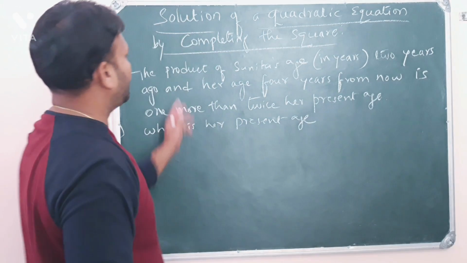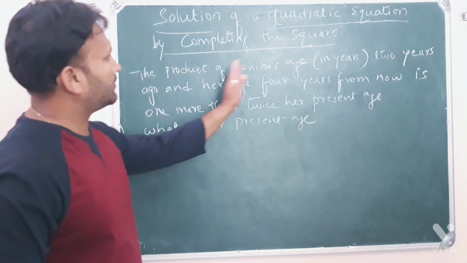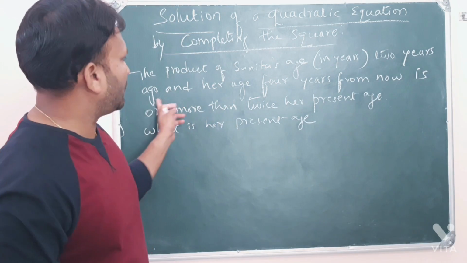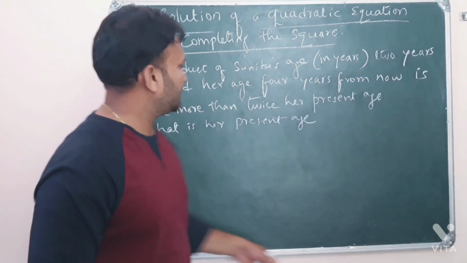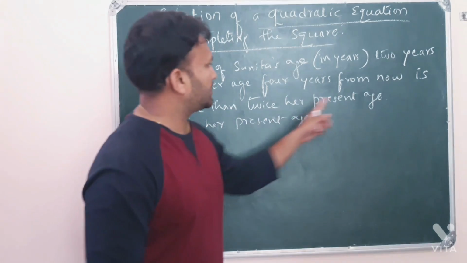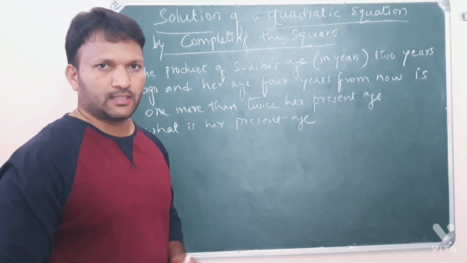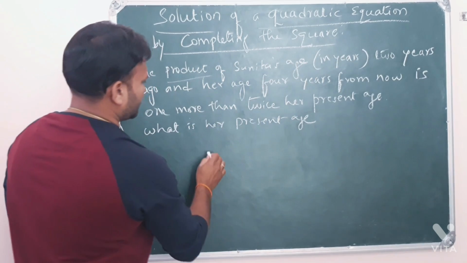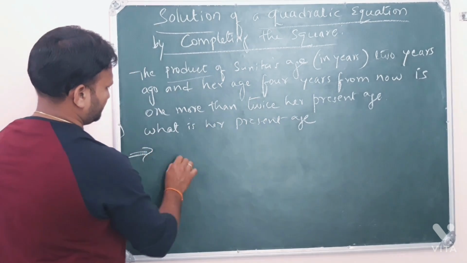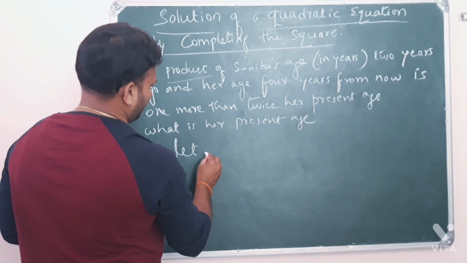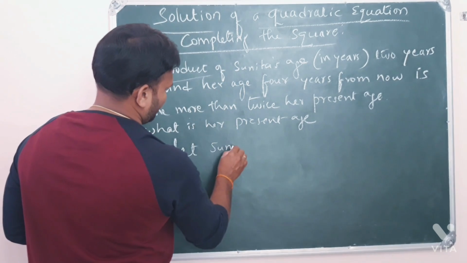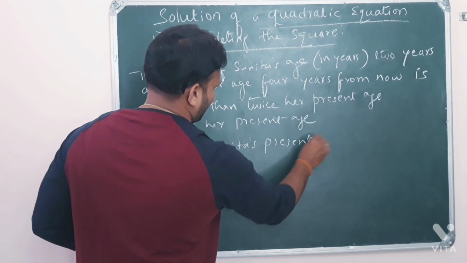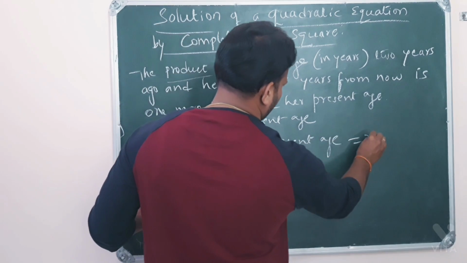Let us take an example. The product of Sunita's age in years 2 years ago and her age 4 years from now is one more than twice her present age. Then what is her present age? Let Sunita's present age be x years.